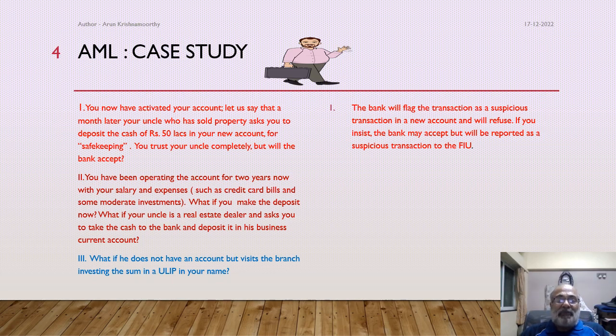Now let us say we have been operating this account for 2 years, you're stable, you're doing well in your job, you got a promotion, and there are plenty of transactions such as credit card bills and some investments apart from your salary. What happens if your uncle makes the request now? Well, you may say, no, my savings bank account, the bank will catch me. But what happens if your uncle is a real estate dealer and he has the cash, and you say, please deposit it in my business account with the same branch because I don't want to go to the bank right now.